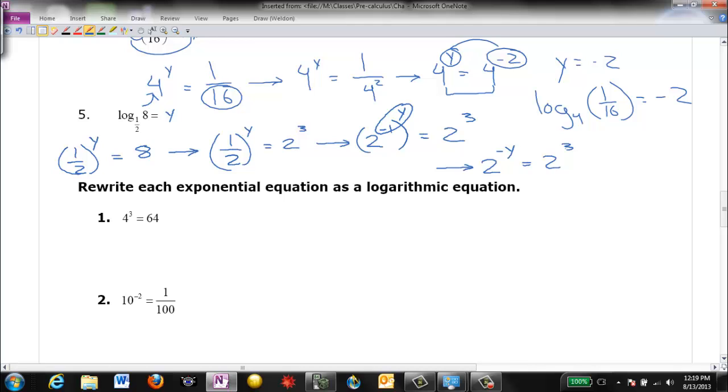Now that I have the same base, just like I did in the previous problem, I can set these exponents equal to each other. So therefore, negative y equals 3, so y equals negative 3. And there's our answer. Okay, you might want to find a few of those in the book and practice those. Those do take practice because there's a little bit of intuition that goes into those problems.